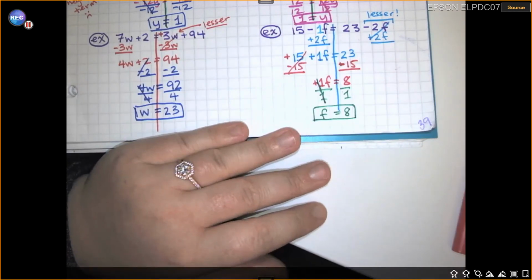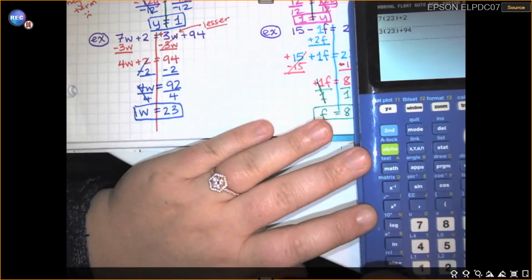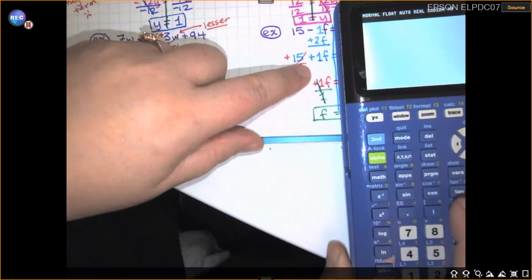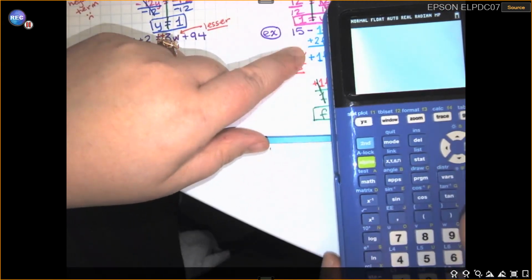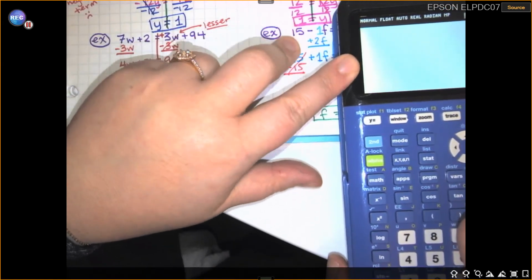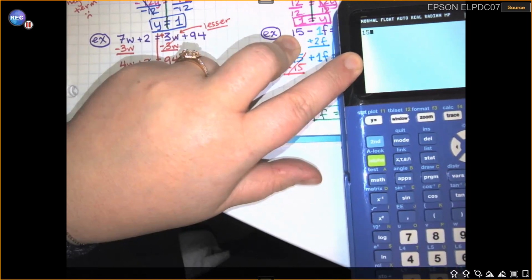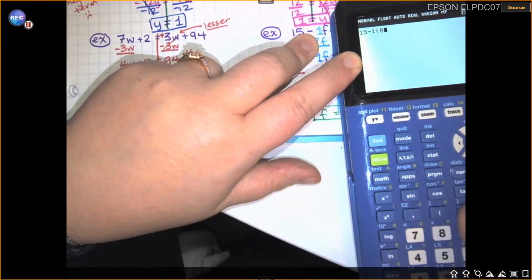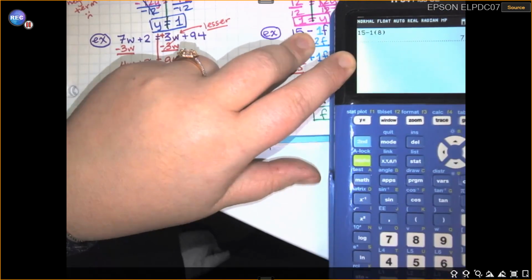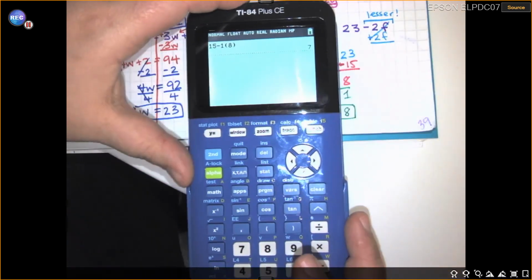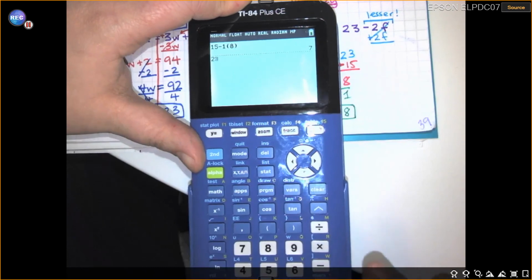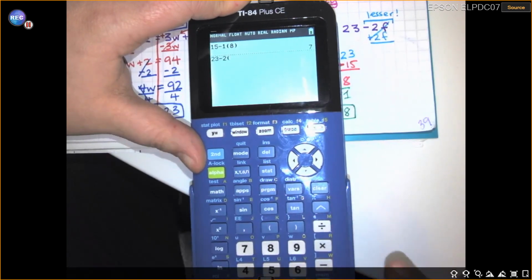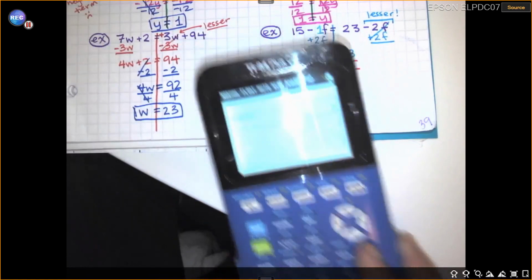Okay, so double check. I'm going to put in 8 for f. So for this first left-hand side, I do 15 minus, and you can put the 1 if you want to, it doesn't matter, and then an 8, I get 7. So now let's do this side where I do 23 minus 2 times 8, and I get 7. So that is the correct answer.